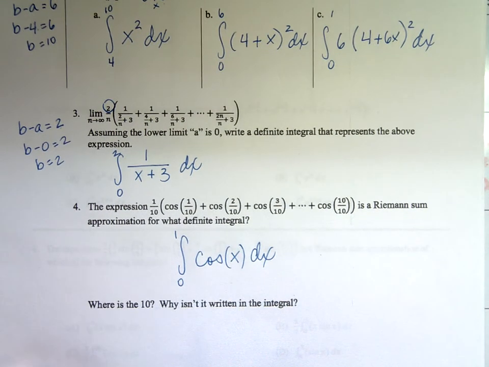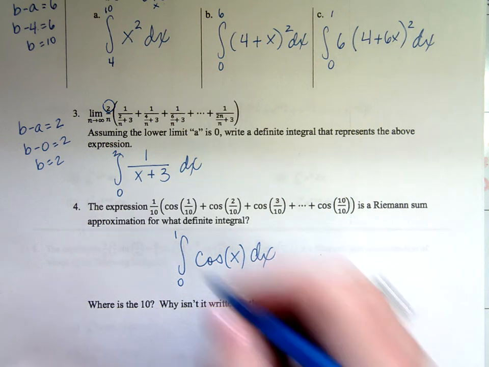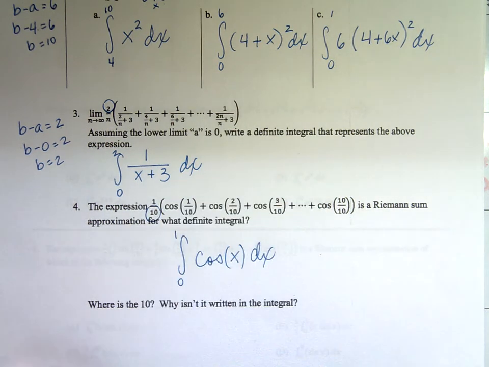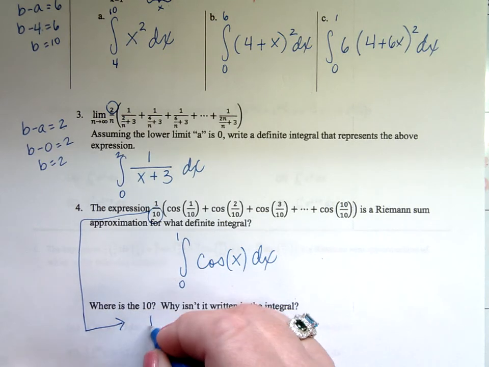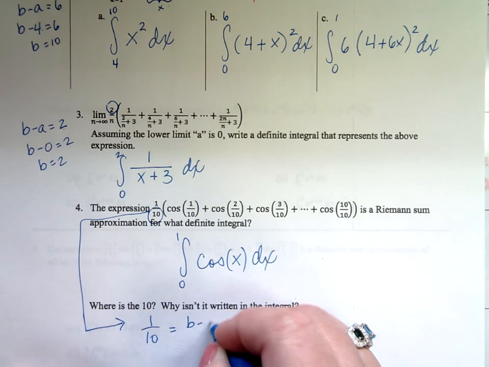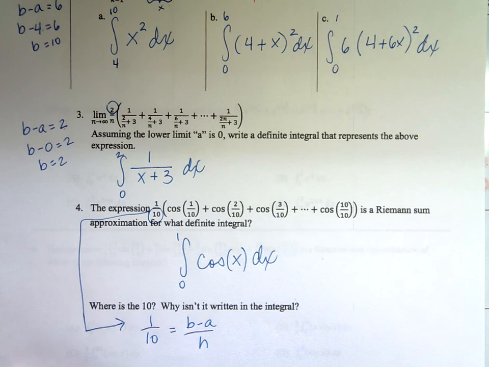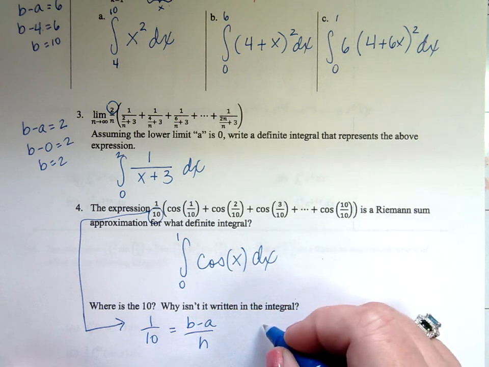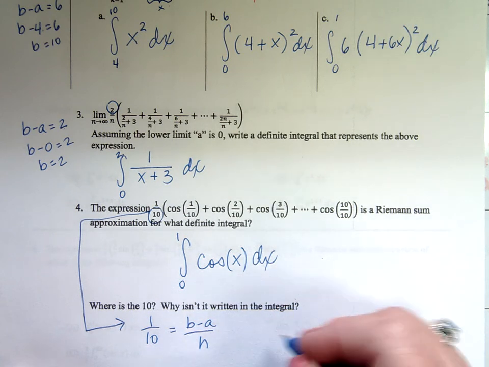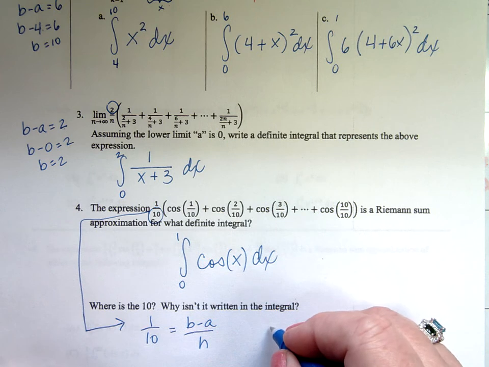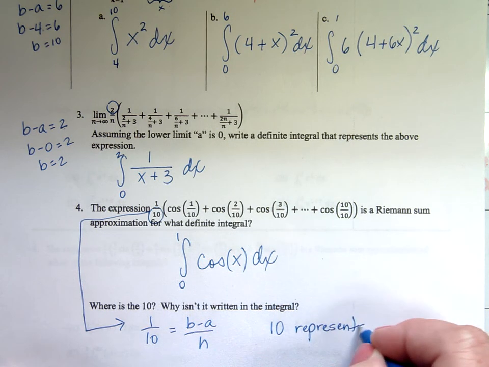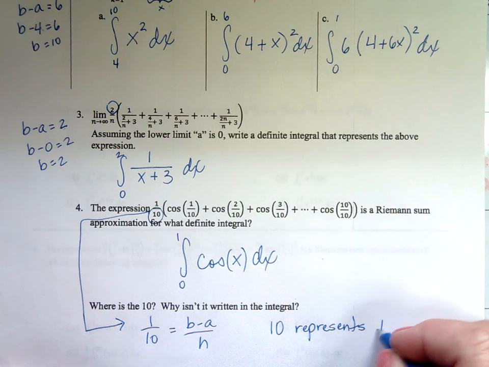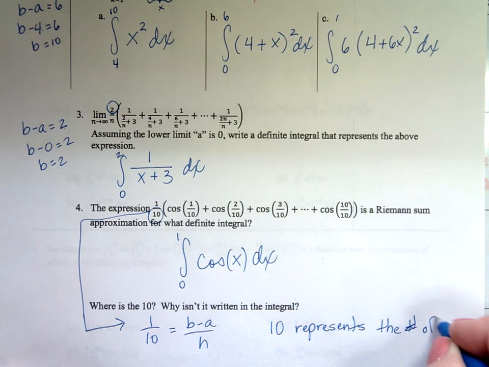Where is the 10, and why isn't it in the integral? The 10 is down here, right? It's in your denominator. And 1 over 10 represents b minus a over n. So what does the 10 represent? 10 represents the intervals, how many subintervals you have. So 10, how many rectangles you've got, represents the number of subintervals.